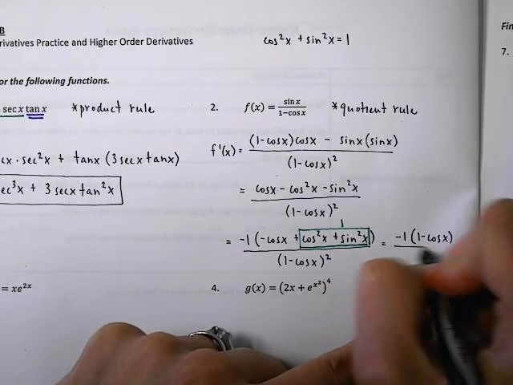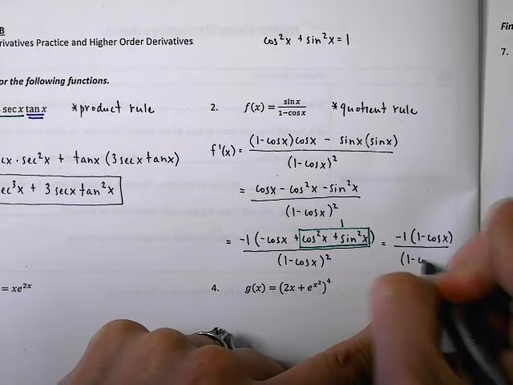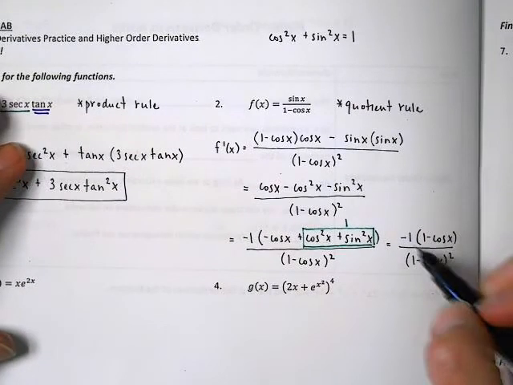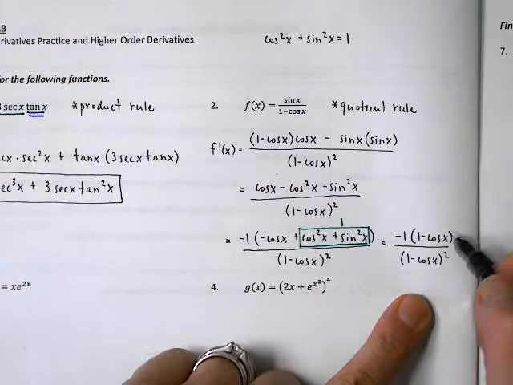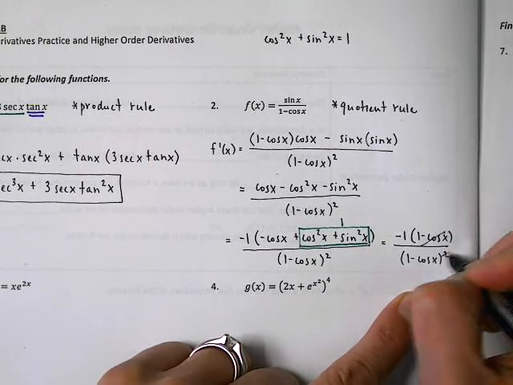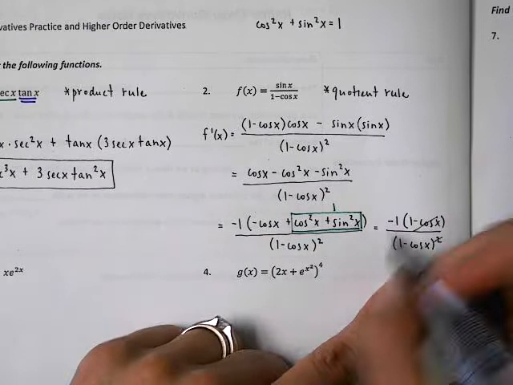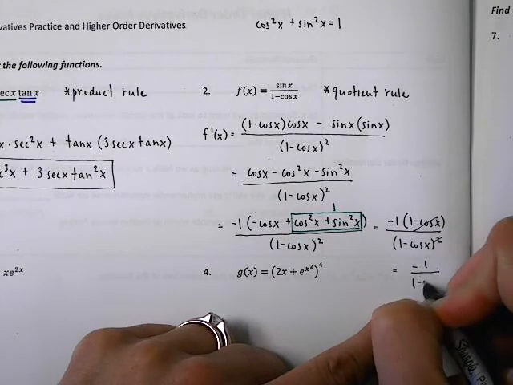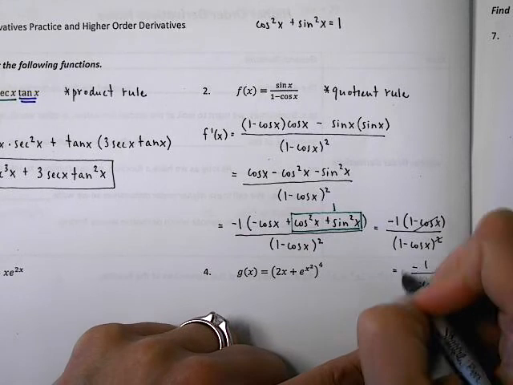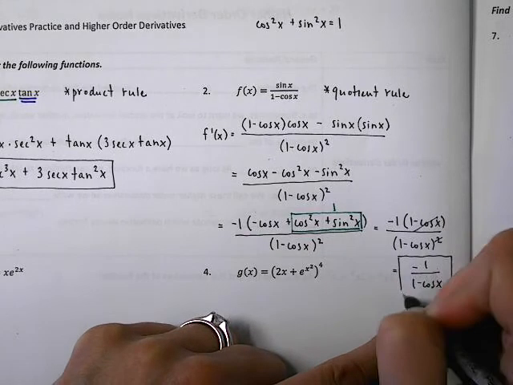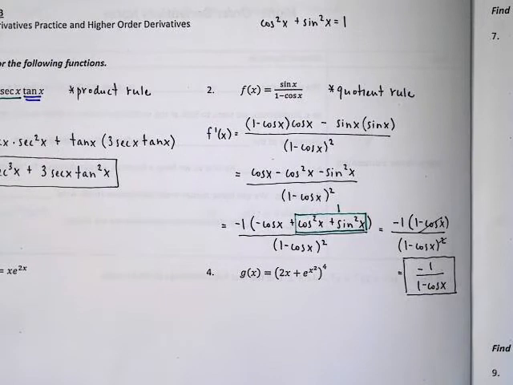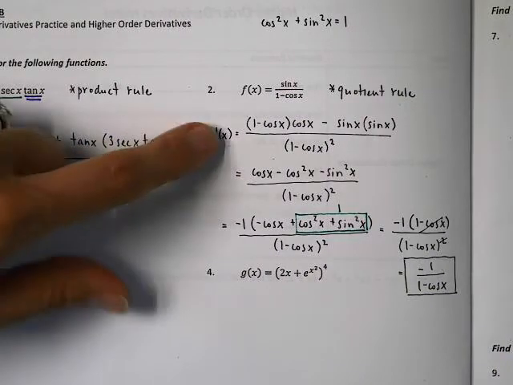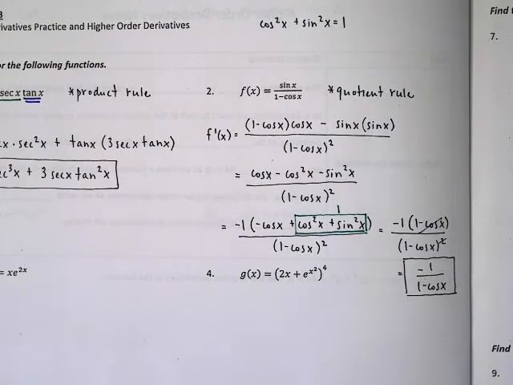And in my denominator, I have 1 minus cosine x, that quantity squared. Now, since these two factors are being multiplied, I can actually cancel this with one of my factors in the denominator, and this all simplifies to negative 1 over 1 minus cosine of x. Now, I wouldn't have expected you to see that at this point, but I did want to show you that. At this point, what I'm most concerned about is, did you get the quotient rule and do you have the correct derivatives?